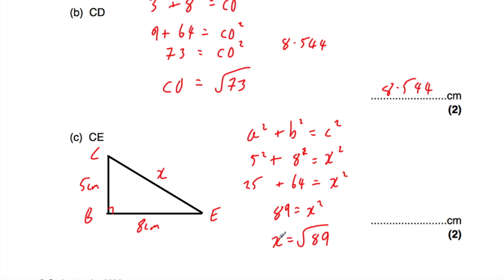And you can leave your answer like that if you wanted to, or if you square root it, that's equal to 9.433981132. So I'm just going to write that down to 3 decimal places, 9.434 to 3 decimal places, and that's it.